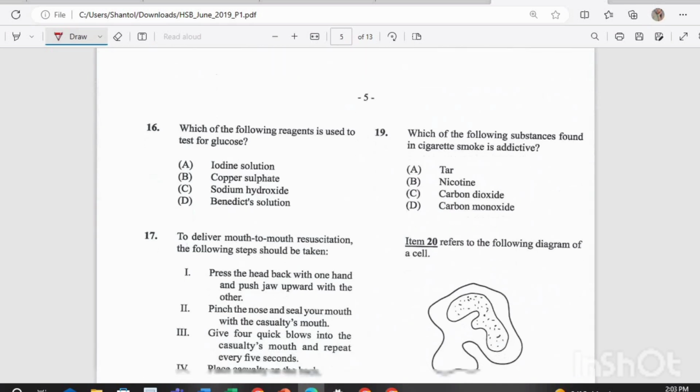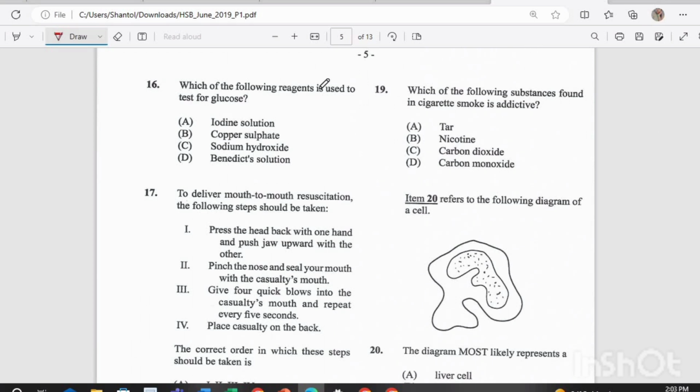Question 16. Which of the following reagents is used to test for glucose? Is it A, iodine solution, B, copper sulfate, C, sodium hydroxide, or D, Benedict's solution? Now this is a tricky one, guys. If it asks for glucose, they're going to be asking you to use Benedict's solution. Iodine is used to test for starch.